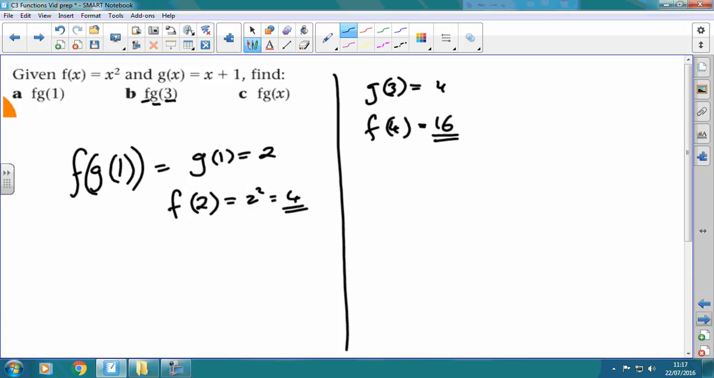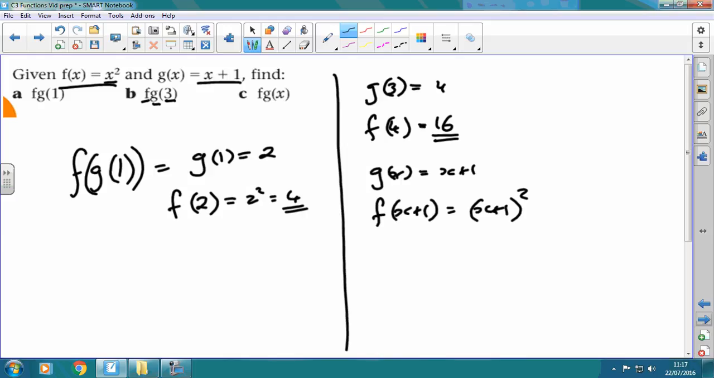So now we're going to do the same with x. If we substitute x in for x, g of x equals x plus 1. And then we're going to substitute x plus 1 into our f function here. So replace the x with x plus 1, squared. So all we're doing is substituting the g function into the f function.